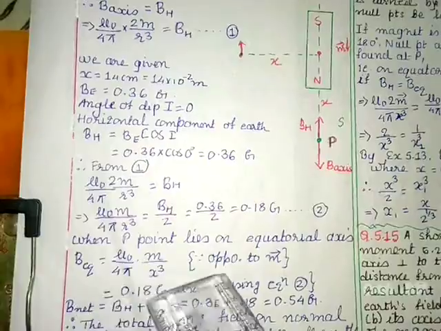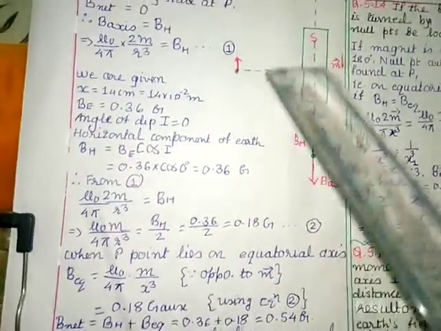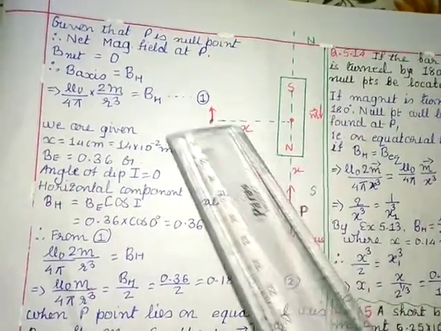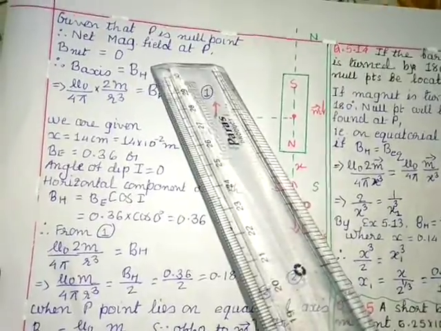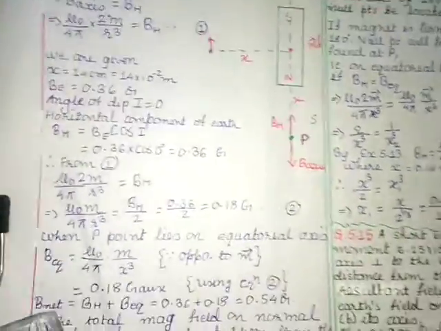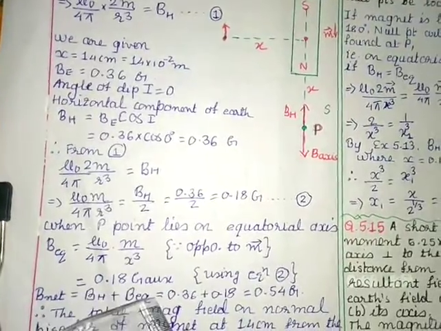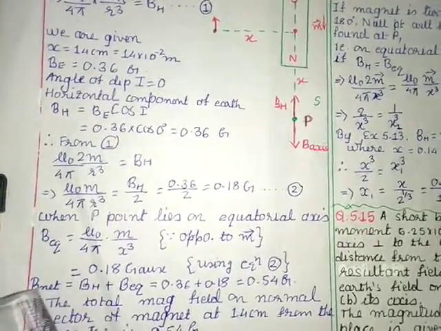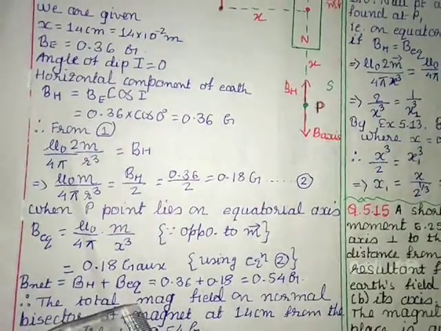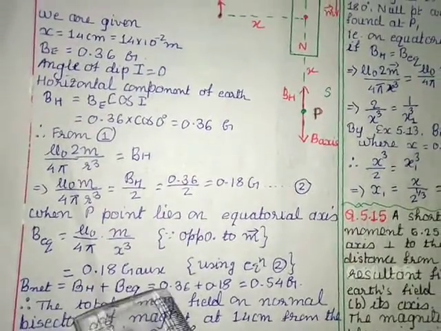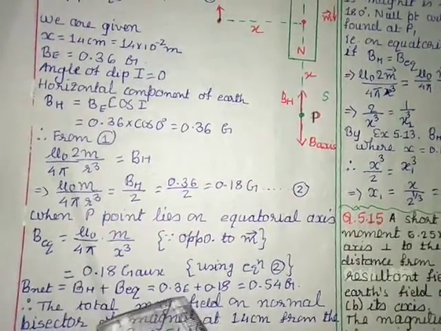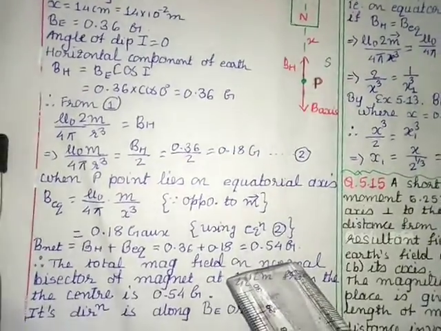Okay, this is the formula for the magnetic field on the equatorial line. And this direction will be opposite to the magnetic moment. See, magnetic moment is from south to north, and this direction will be north to south. So for B, this value from equation 2 you write 0.18 Gauss. Now B net is BH plus B equatorial. So BH is 0.36 and B equatorial is this much. Total you get 0.54 Gauss.